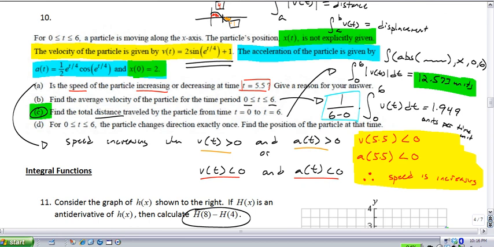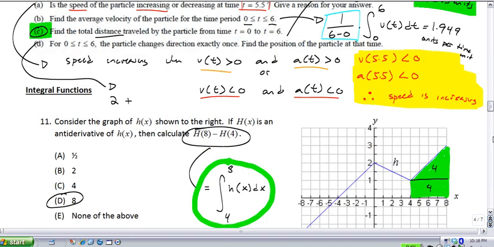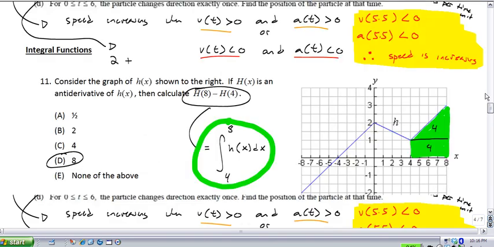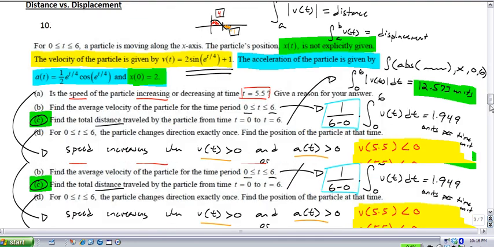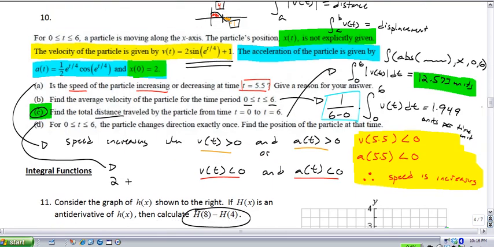So, to answer D, the particle started at 2 and it moved to the right 12.135 units. 2 plus 12.135 equals 14.135. That's the position of the particle at that time.